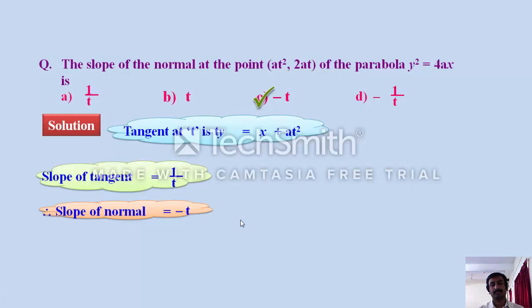So this is a very simple question, but if you don't remember this, look at my dear students, if you forget this case, if you do not remember the equation of the tangent in this form, ty equal to x plus at square, then it is very horrible for you people.